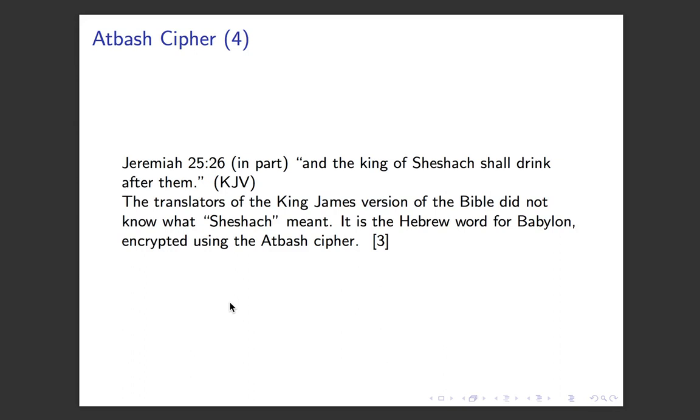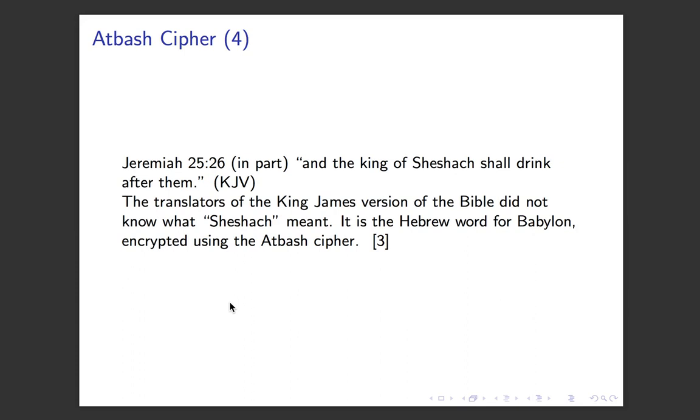But it turns out that if you take the Hebrew word for Babylon, which I do not know what it is, but if you take the Hebrew word for Babylon and you encrypt it using the Atbash cipher, you get Sheshach. And this was a period of time when the Hebrews were under captivity by the Babylonians. So the Hebrews during this period of time used Atbash as a way to hide messages from the Babylonians.